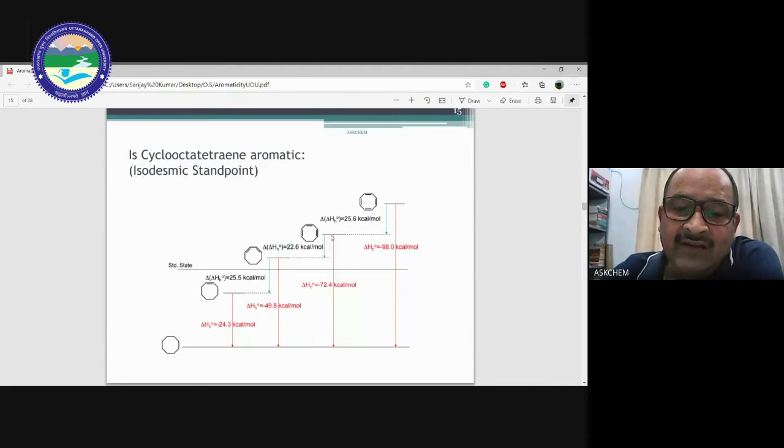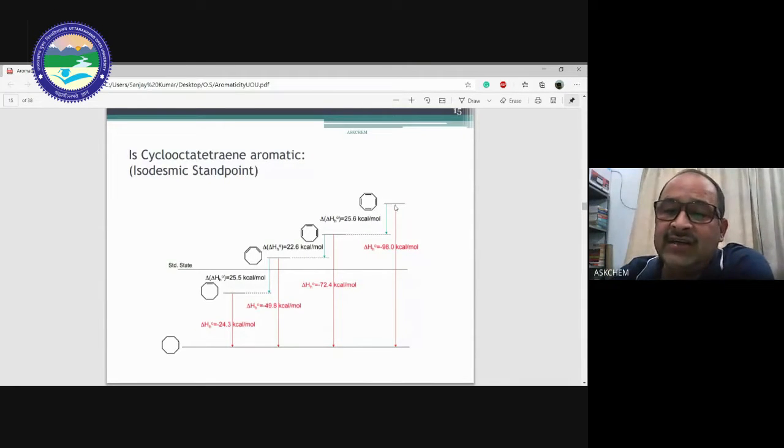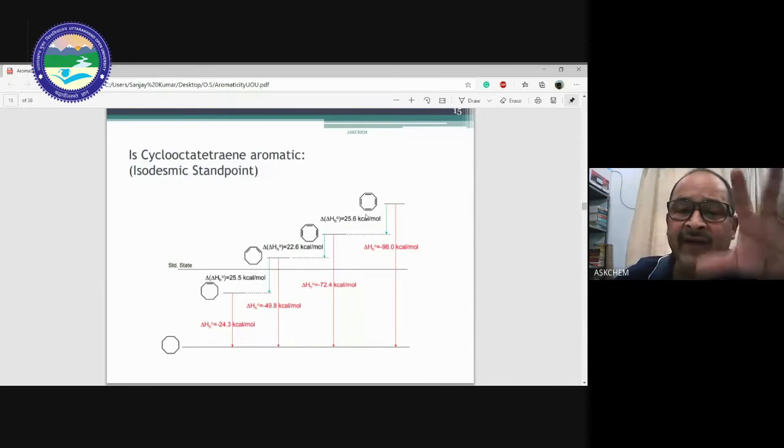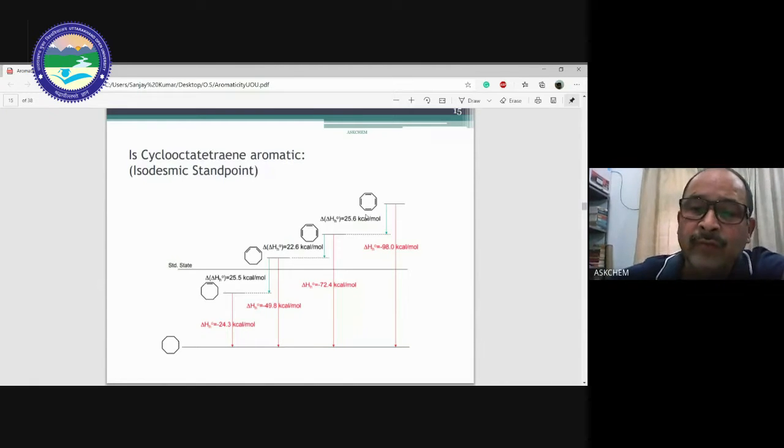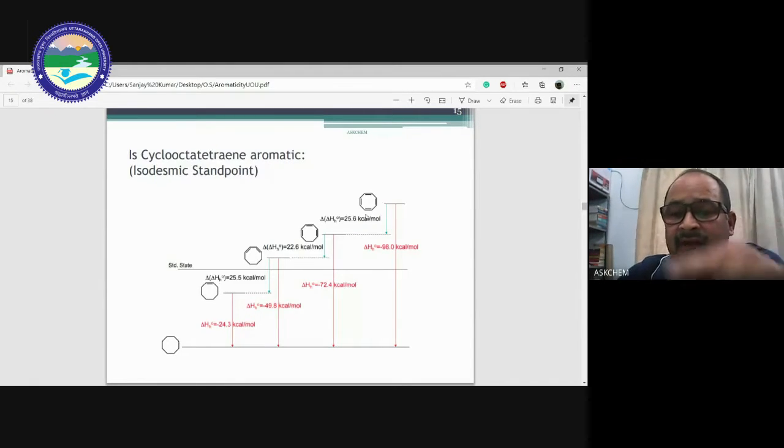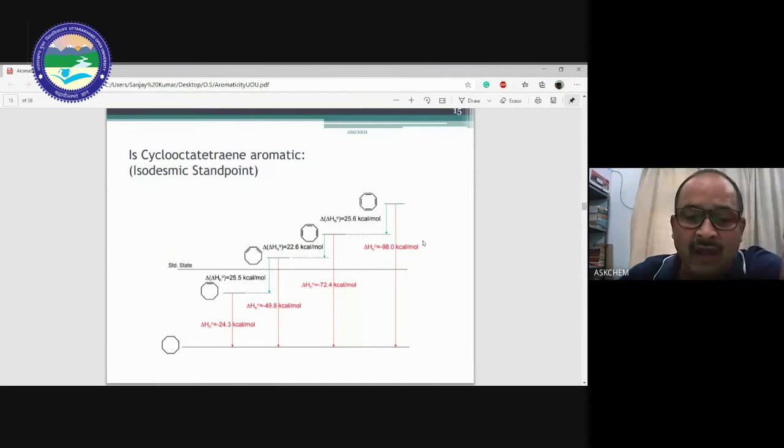For cyclooctatetraene, it's 72.4. For the conjugated diene, it's minus 49.8. So it means that delocalization is not causing stabilization of cyclooctatetraene. So it is definitely not aromatic, because it satisfies all the criteria of aromaticity, but delocalization doesn't stabilize it, and so this is not aromatic.